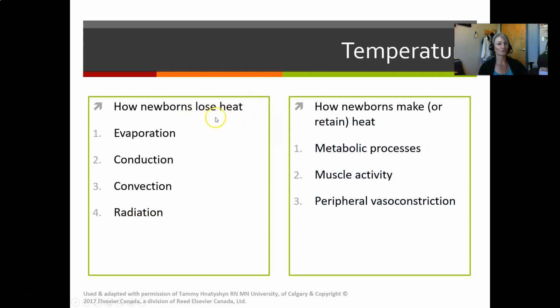We're always worried about cold stress and losing heat, but we can actually get a newborn too hot as well. They have immature neurological systems. They are not able to maintain their own thermal regulation. So we have to be hyper aware of these environmental factors.